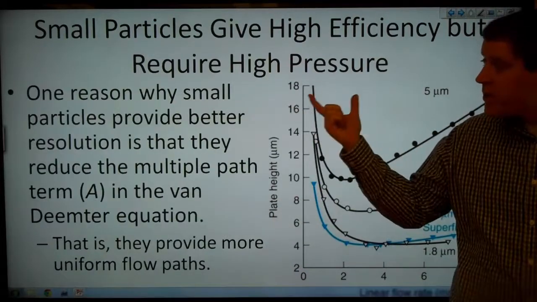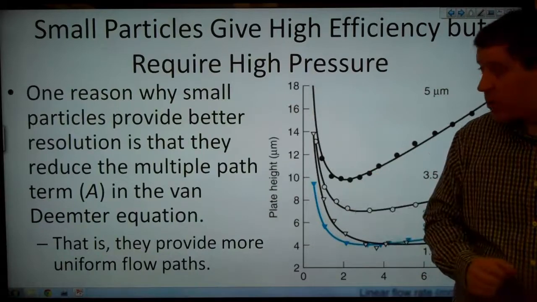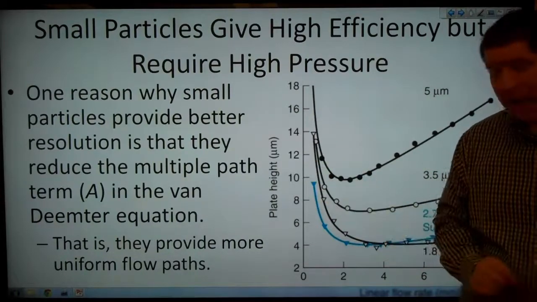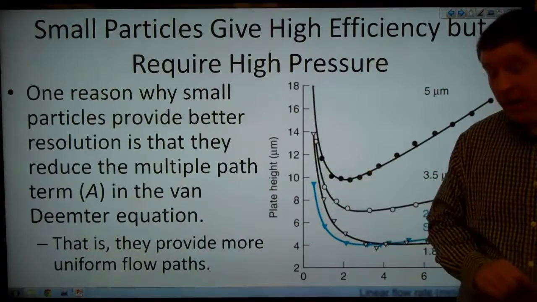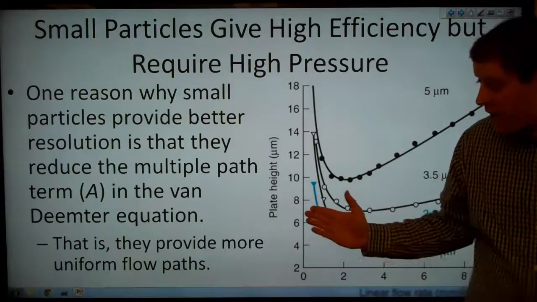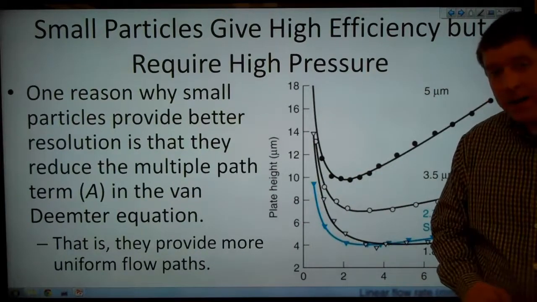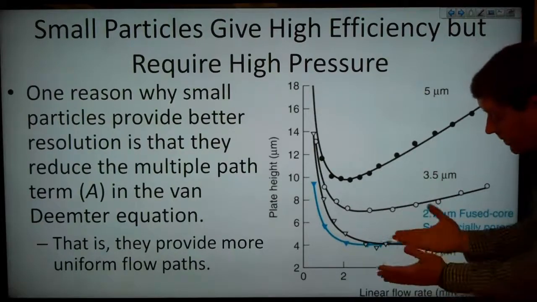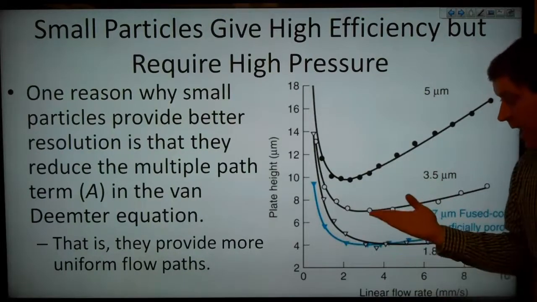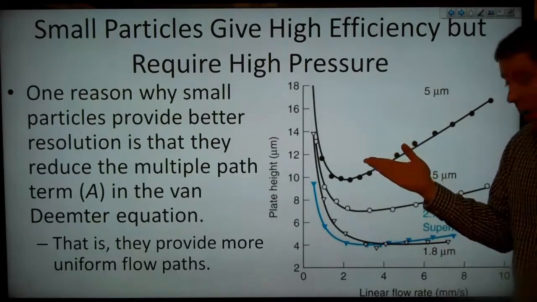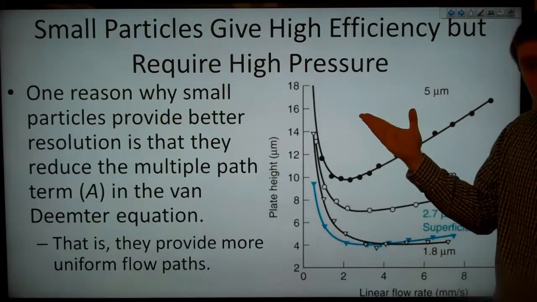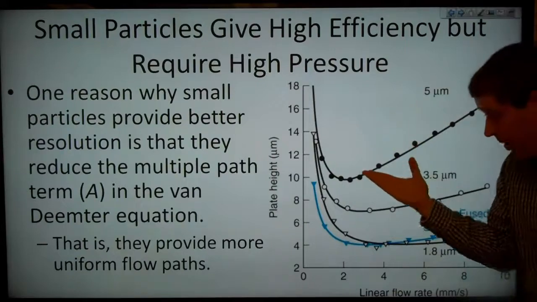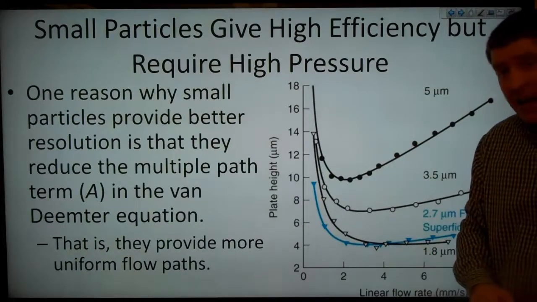So one reason why small particles provide better resolution is that they reduce the multiple path term, the A term, in the Van Deemter equation. That is, they provide more uniform flow paths than do larger particles. So remember that A term is a flat line here, and so as we get higher particles, the whole curve has been moved up. As we get lower particles, the whole curve is moving down.